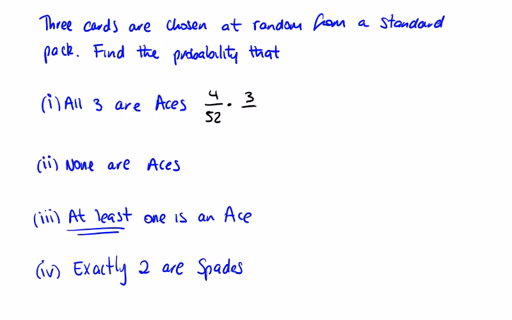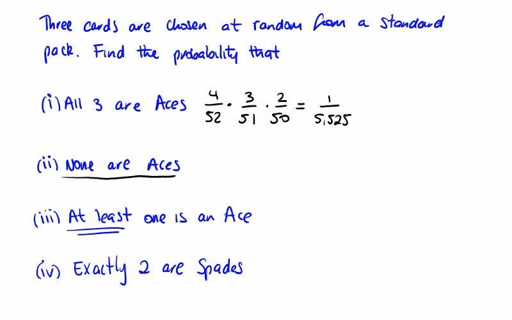Multiplied by there's three left and 51 cards. And then there's two of them left and there's only 50 cards left. And if you multiply them out, you get 1 over 5525.